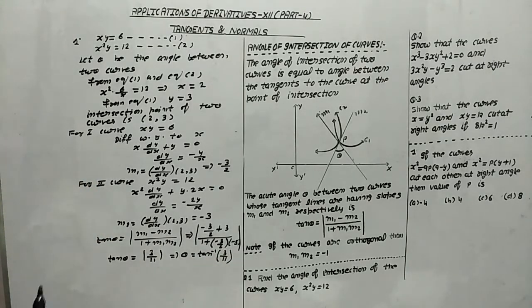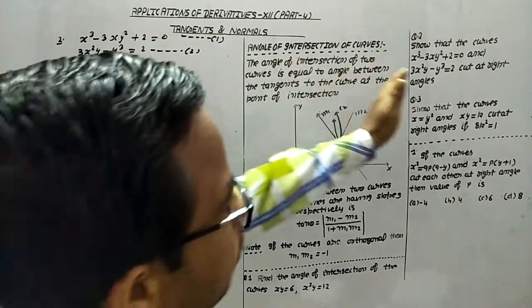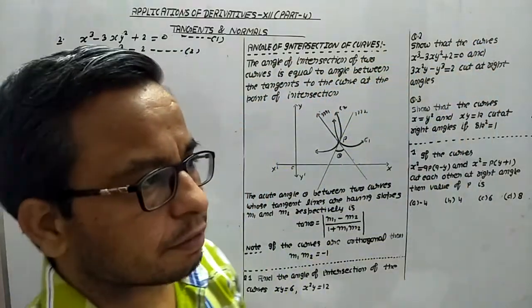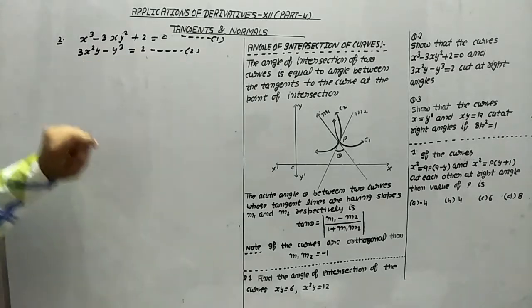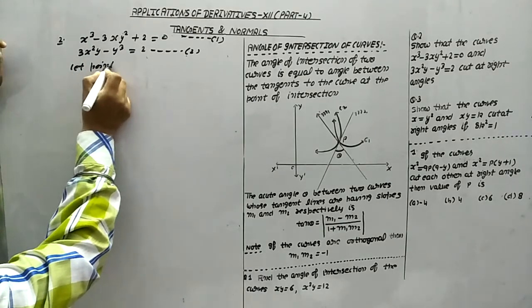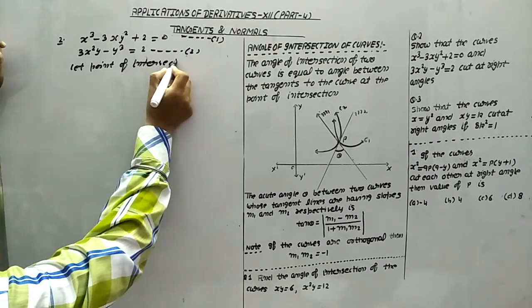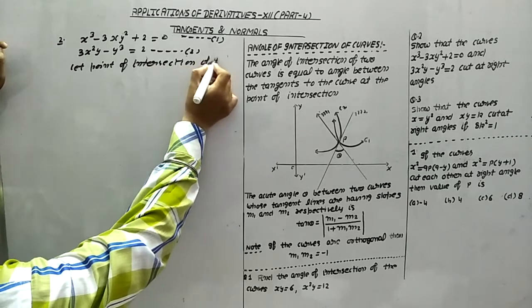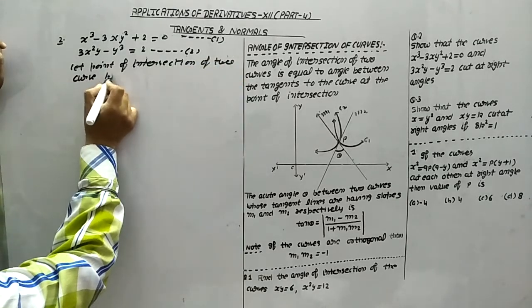Now let's start with question number 2. In this question number 2, show that the curves cut at right angles. So let us suppose this is equation number 1, this is equation number 2, and let the point of intersection of the two curves be (x1, y1).